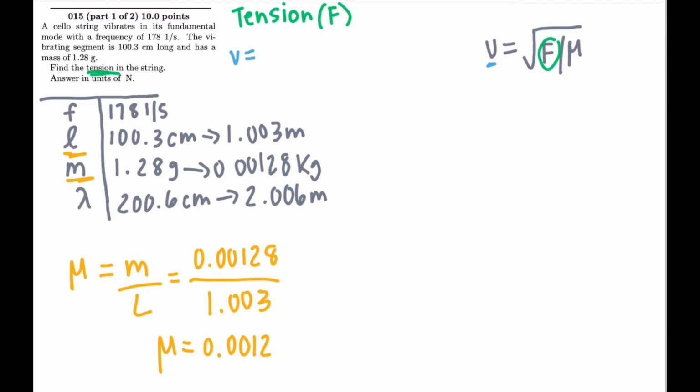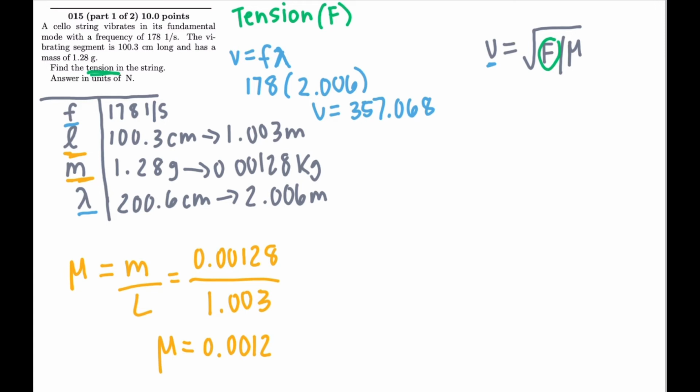In blue, we're going to use the equation that keeps coming up. It's going to keep coming up. Velocity is equal to the frequency times the wavelength. So in this case, we have frequency, we have wavelength. All we're going to do is multiply those numbers. 178 times 2.006. And that'll give us the velocity is equal to 357.068. I'm sorry if it's kind of getting crowded over here.